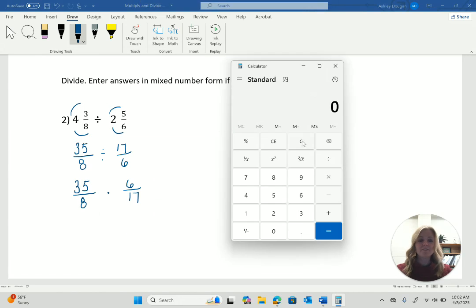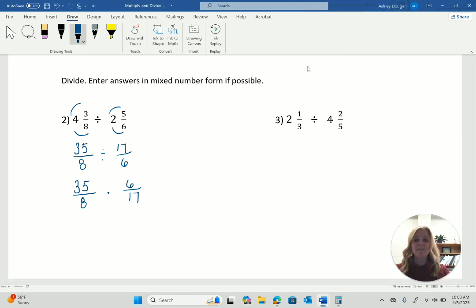All right, so now that we flipped it, it turns into a multiplication problem, which is just to multiply straight across. So we have 35 times 6 gives us 210. And then 8 times 17 gives us 136. And we get 210 over 136.